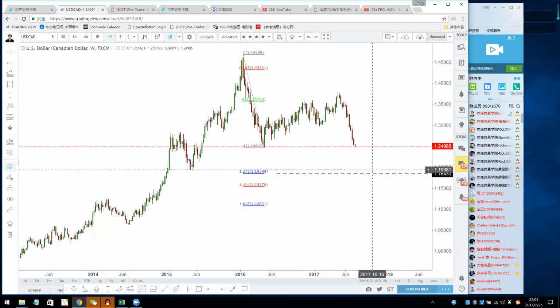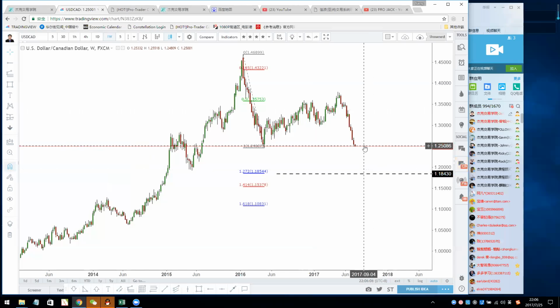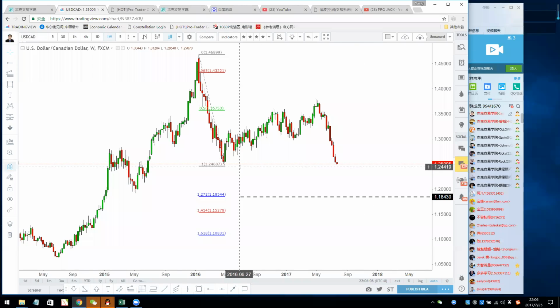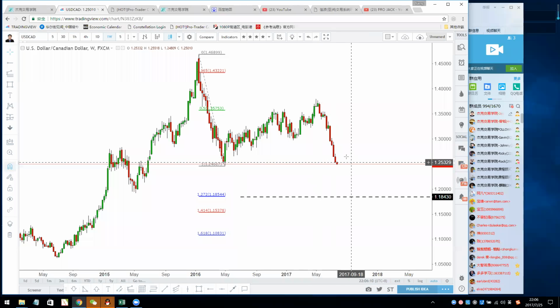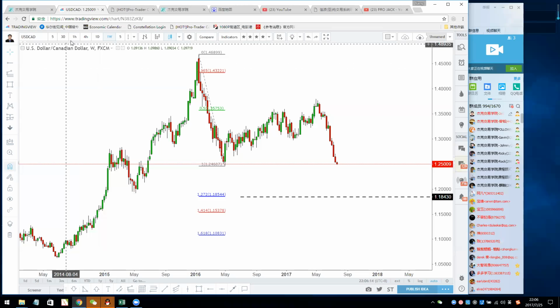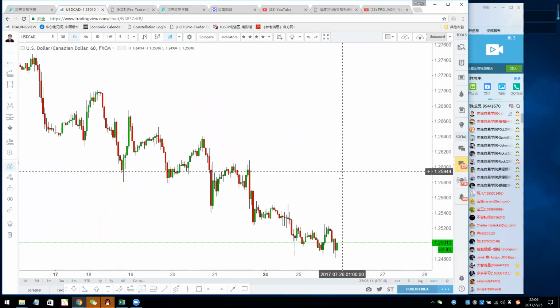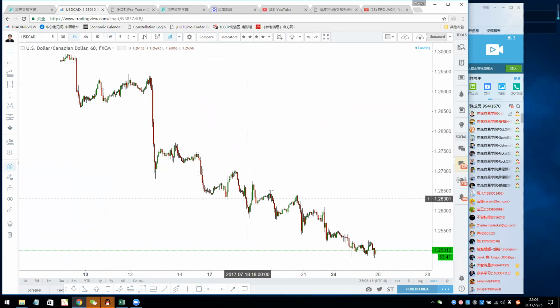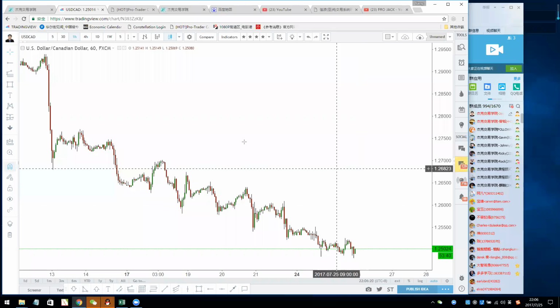Because the correlation is there. If the Canadian dollar gains strength, oil normally goes up, right? So I don't want you guys to buy and pick up the bottom, because the structure is really not very good. Go to the 1 hour chart, and it is still a very bearish channel.